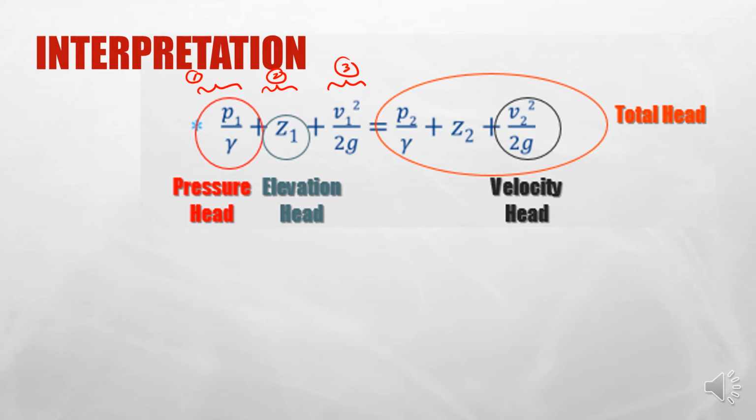Okay, so term 1 is usually called the pressure head, and term 2 is called the elevation head, and the last term, term 3, is also known as the velocity head. It gets its name from the parameters on top here, which are pressure, z, which is elevation, and velocity. All of this is considered the total head.